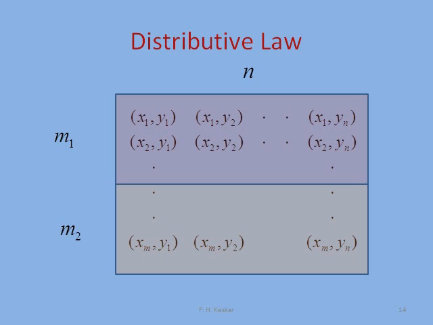If you count it as one block only, then there are m1 plus m2 rows and n columns, so it is (m1 plus m2) into n. So you get this identity, (m1 plus m2) n is equal to m1 n plus m2 n. So you can prove the distributive law this way.